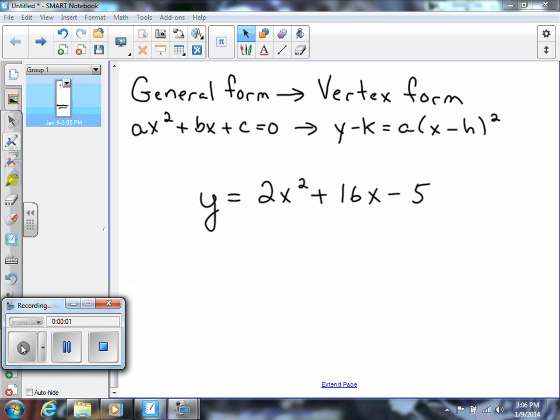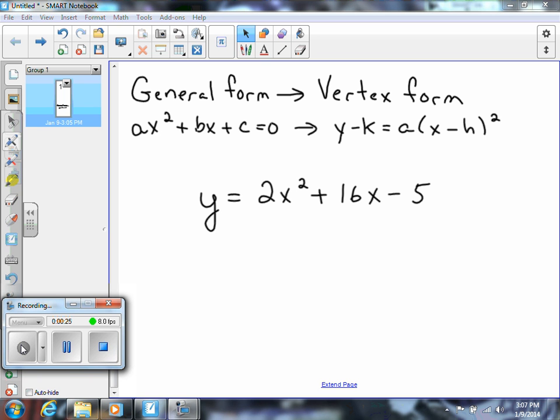Today we're looking at completing the square, which can also be called changing from general form into vertex form. The reason we want to do this is largely when we want to graph a quadratic that's given to us in general form. So first of all, I've given the quadratic y equals 2x squared plus 16x minus 5, which is in general form.